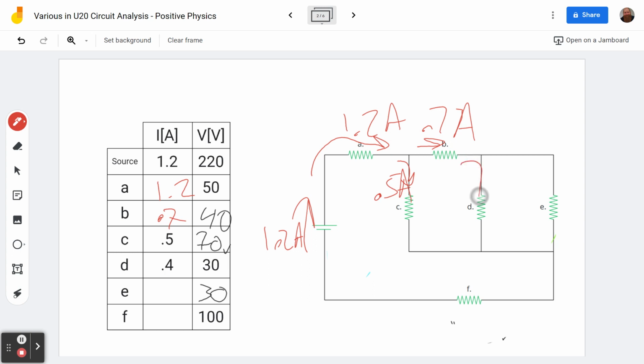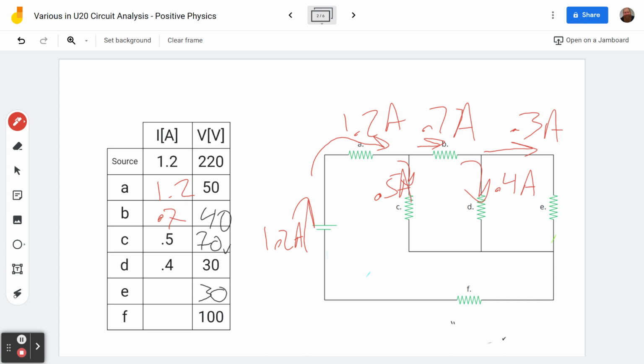Then we can see that 0.4 split off to go this direction. So how much must go straight? Well, if we had 0.7 coming into this junction and 0.4 went that way, that means we had to have 0.3 amps go this way.